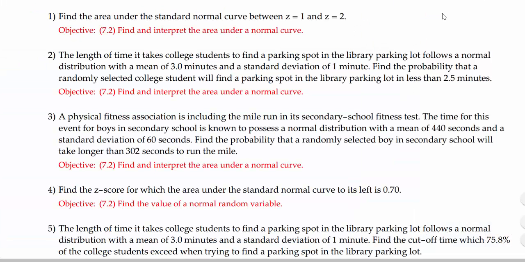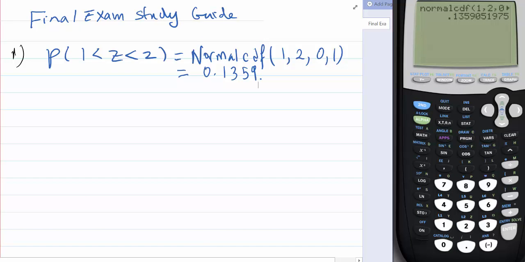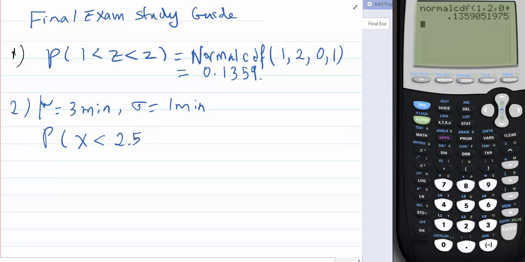Question number 2. The length of time it takes college students to find a parking spot in the library parking lot follows a normal distribution with a mean of 3 and a standard deviation of 1. Find the probability that a randomly selected college student will find a parking spot in the library parking lot in less than 2.5 minutes. Okay. So number 2, we have the mean to be 3 minutes. Standard deviation sigma is 1 minute. And we need the probability of x less than 2.5 minutes.